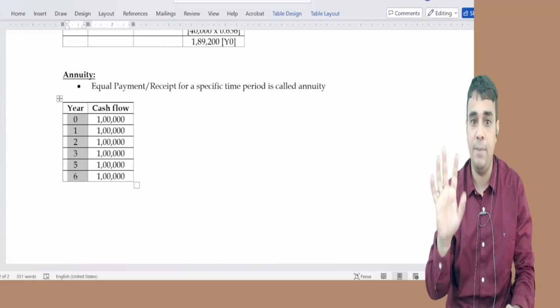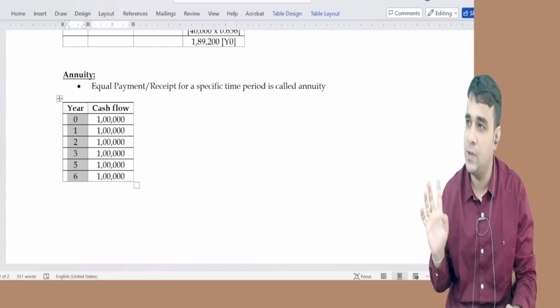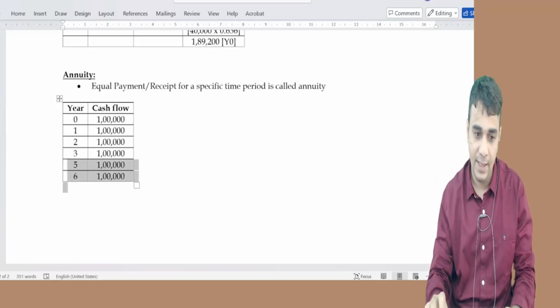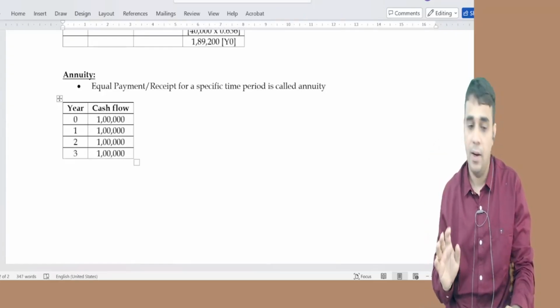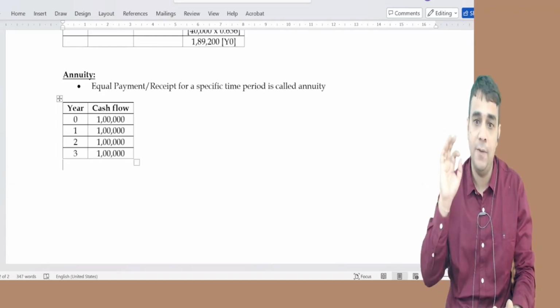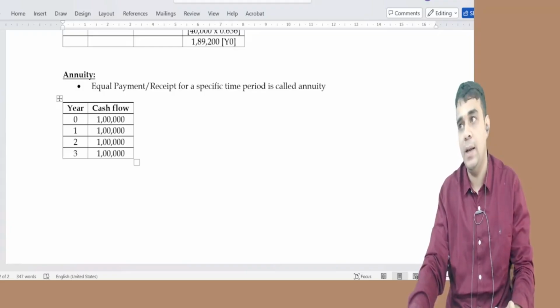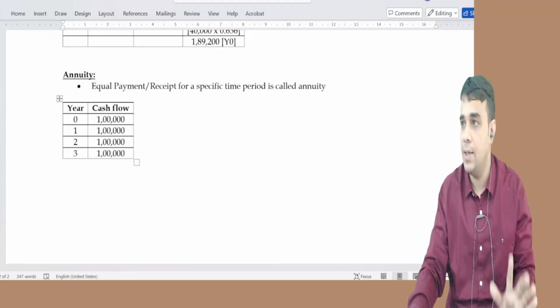Year 0 may be there, may not be there. That's a different story. I'll explain later. Fourth year I don't see a number. Okay. Delete these two. Now it is an annuity. Annuity means every time period we should get the same amount.